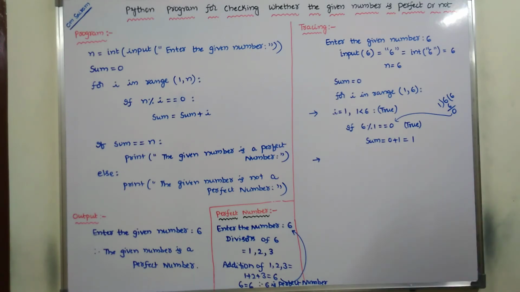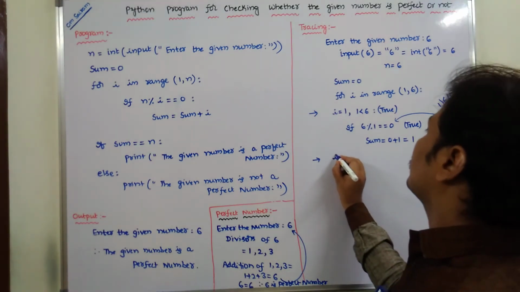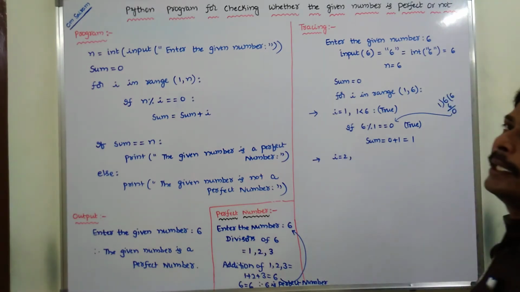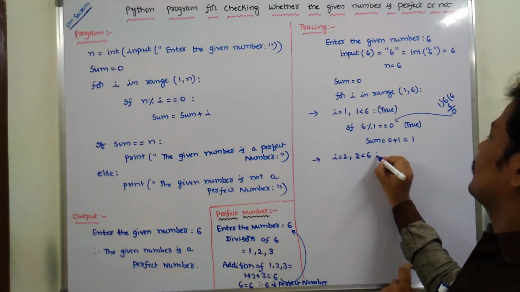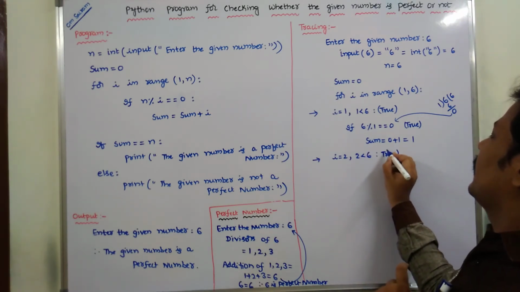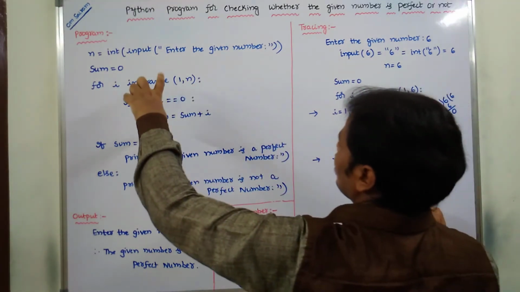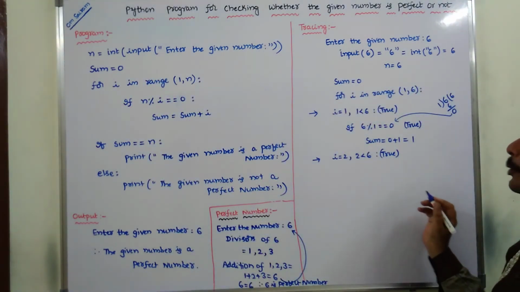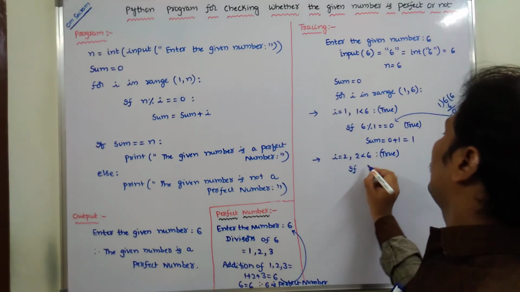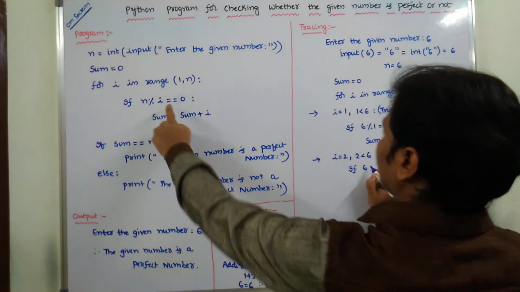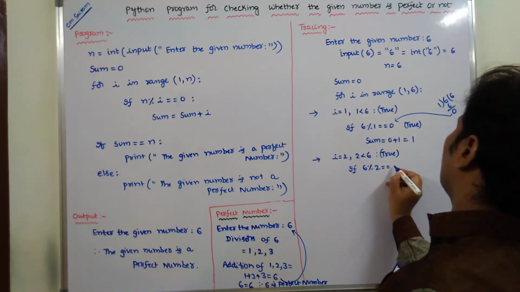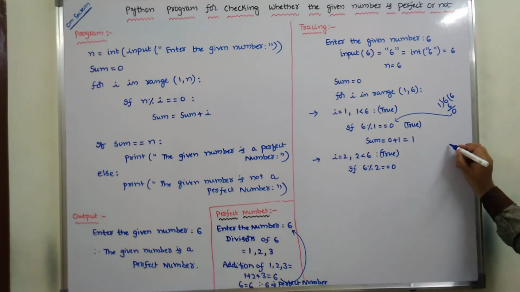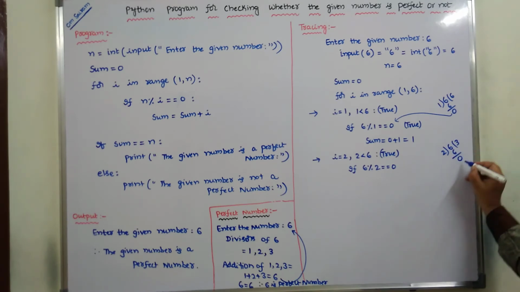Now i value is incremented. Now i is equal to 2. Now the condition is 2 less than 6. So this is also true. If the condition is true, then the statements within the body of the for loop are executed. n value is 6 and i value is 2, 6 modulus 2 is equal to 0. That is checking. So 6 is divided by 2, 2 threes are 6, remainder value 0.